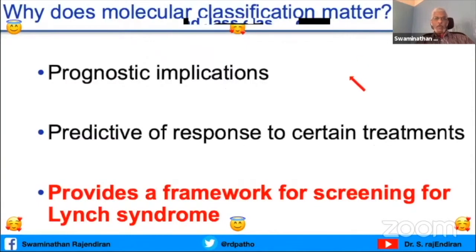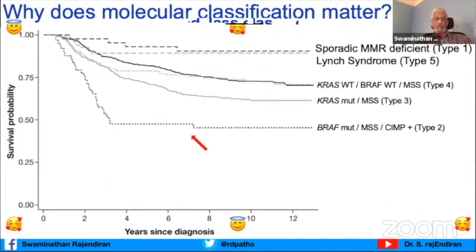So why do we have to do molecular testing? To know the prognostic implication, to predict the response to certain treatments, and importantly to provide a framework for screening for Lynch syndrome. Why we are more concerned with Lynch syndrome, I will tell you in a minute. Prognostic implication, this table tells you very nicely. Sporadic MMR deficient type 1, very good prognosis. Whereas type 2 colorectal cancer with the BRAF mutation, MS stable and methylation positive, that has a worse prognosis. So all these 5 types, prognosis is very significantly different. That's why we have to know the molecular classification.